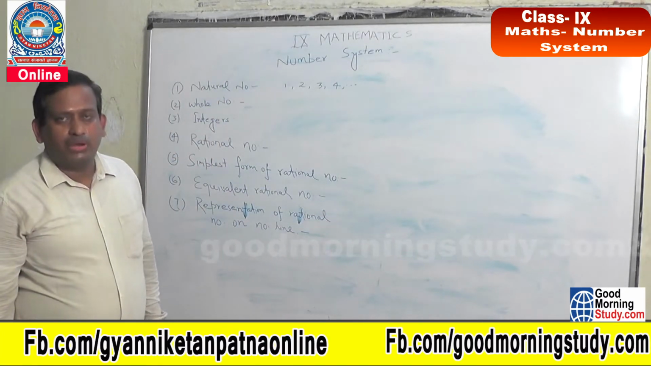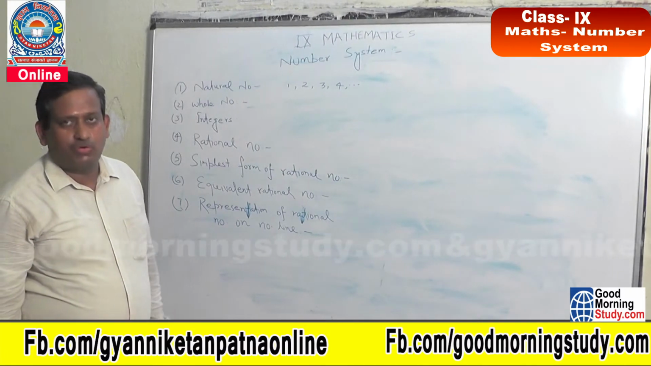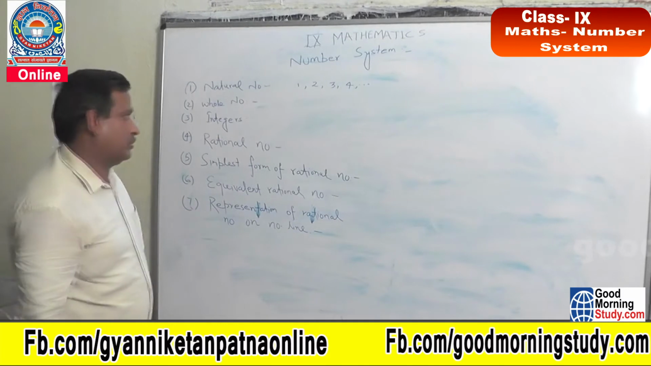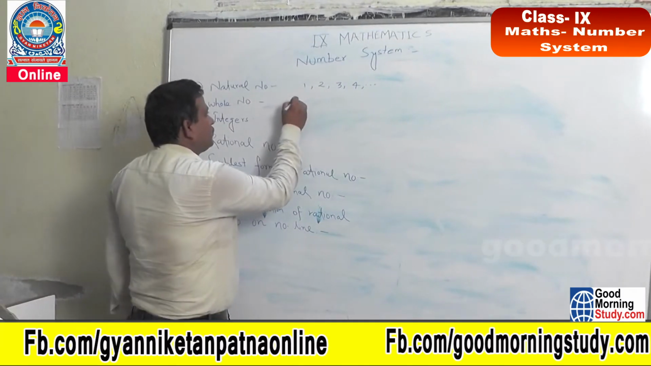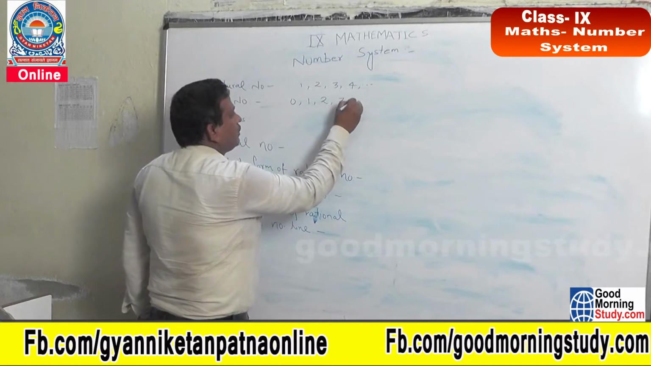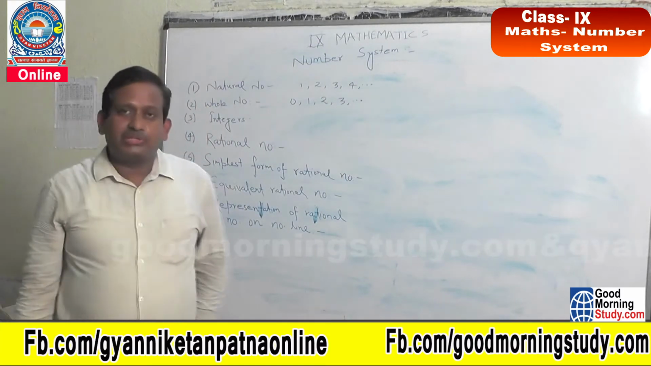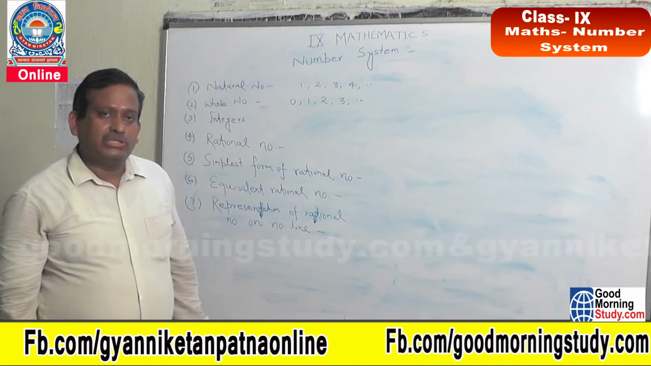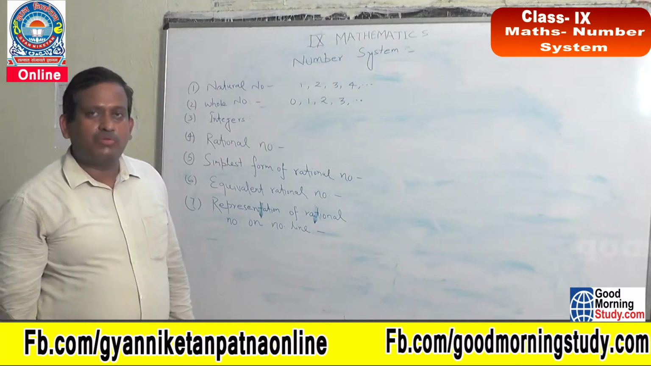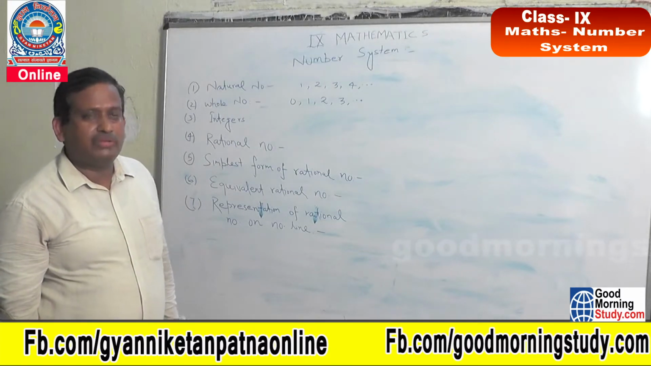And after that, whole numbers. Children, natural numbers together with 0 are known as the whole numbers. So I am writing here 0, 1, 2, 3 and so on. These are whole numbers. And after that, children, integers. Whole numbers together with the negatives of natural numbers are known as integers.